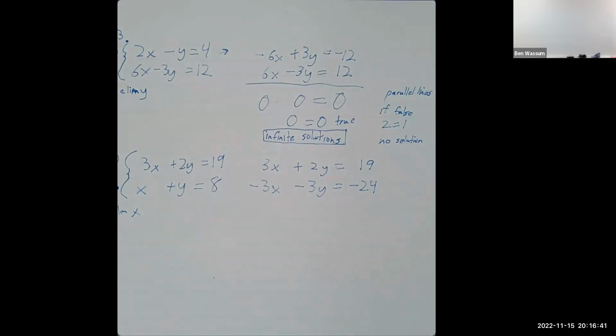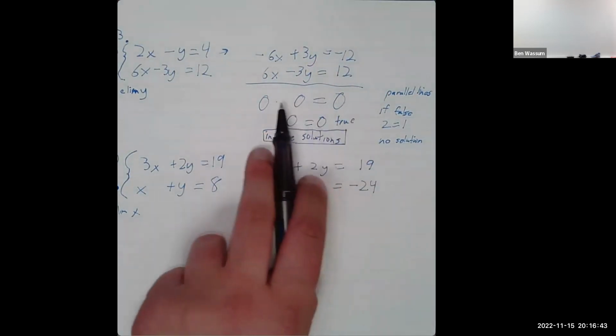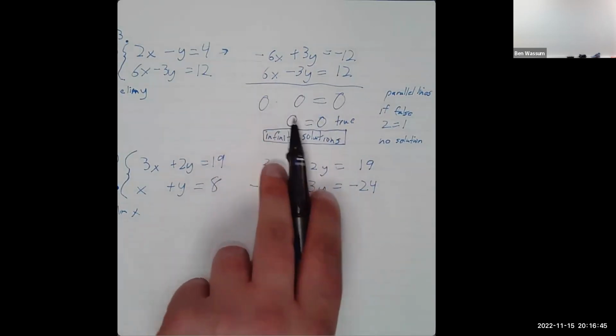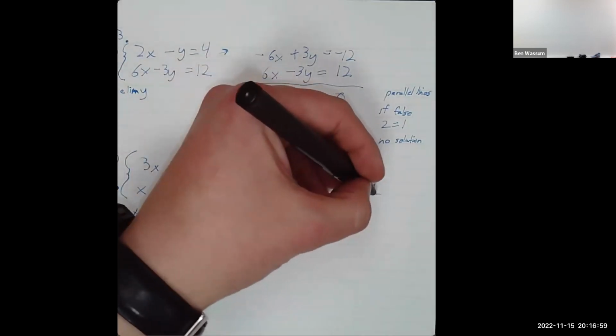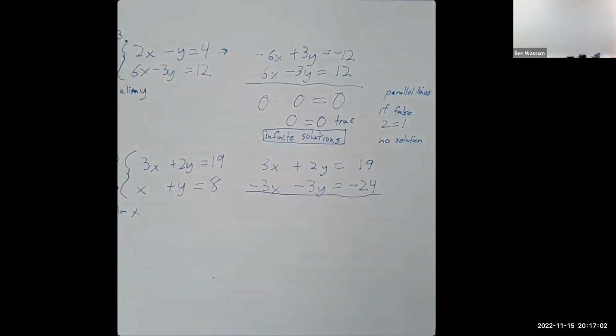And you end up stumbling onto that if you get something where all the variables cancel out, and you get some weird one number equal to something that it doesn't equal. So you get a false statement like 2 equals 1, or 0 equals 1. It happens. Most of the time the lines cross, and you get a situation like this.